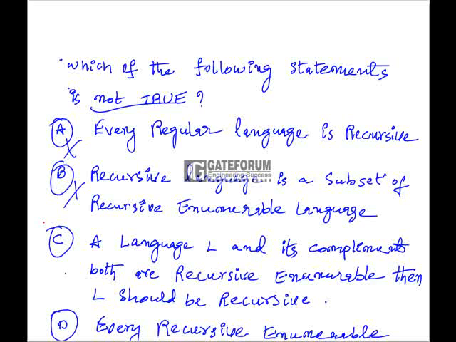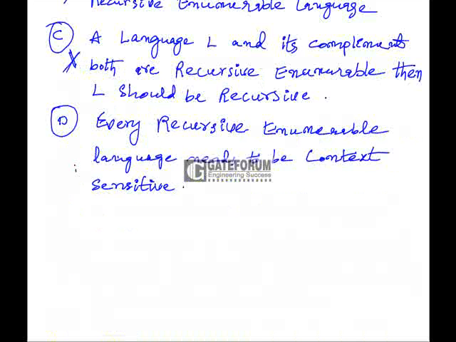Option C, a language L and its complement both are recursive enumerable, then L should be recursive. It is also true, because recursive languages are closed under complementation, while recursive enumerable languages are not closed under complementation. A recursive enumerable language which is not recursive is not closed under complementation. That is why if a language L and its complement both are recursive enumerable, it should be a recursive language. So option C is also a true statement. D is the statement which is not true, because every recursive enumerable language need not be context sensitive. It is given as need to be context sensitive. So option D is the right option.